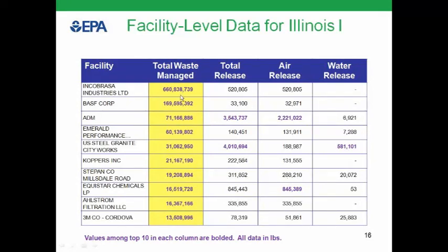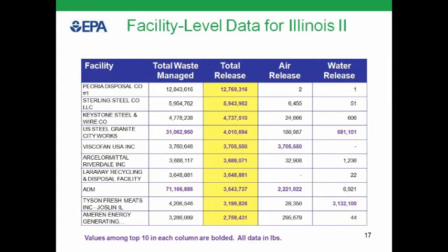The first facility listed here is way above the rest in terms of total waste managed, but 99.9% of that is not being released to the environment in any way. Now I've sorted this by releases, so you see some different facilities come to the top. The top three weren't in the top 10 before, but almost 100% of their waste is being released to the environment in one form or other. So if you use this metric, it's going to lead you to a different idea of what's of concern.